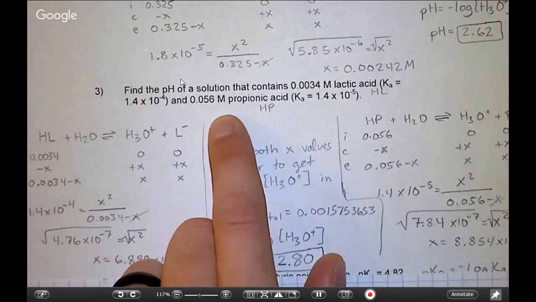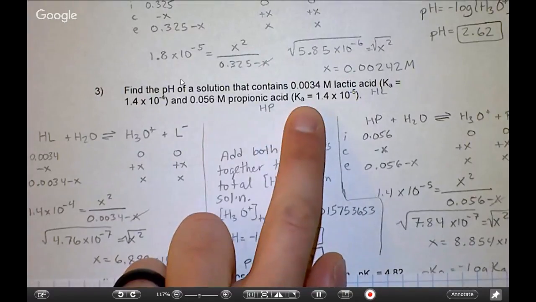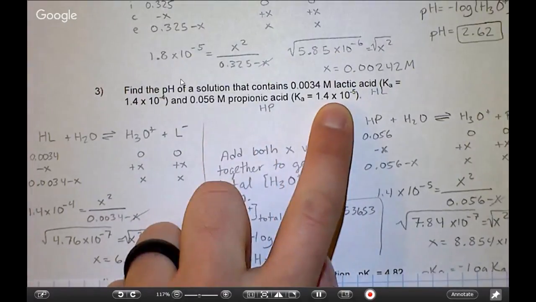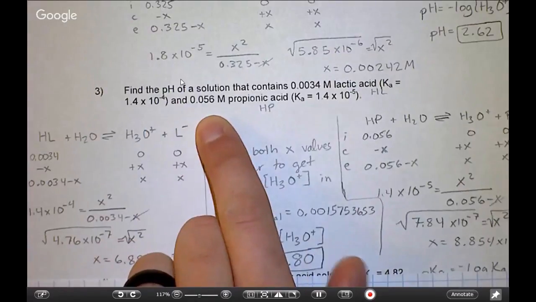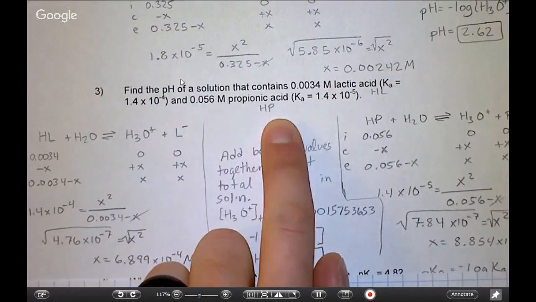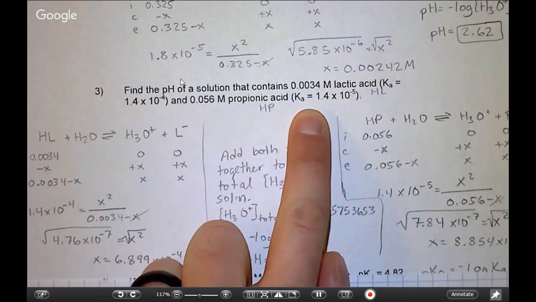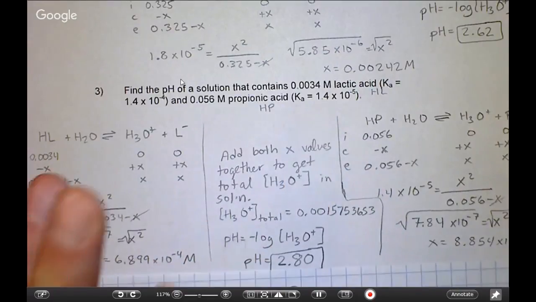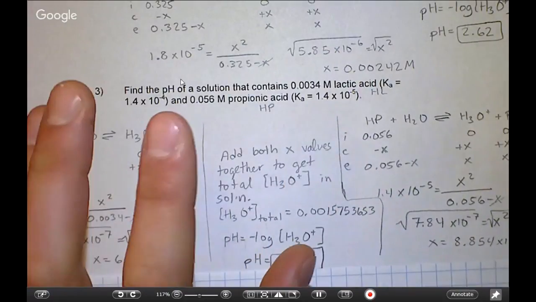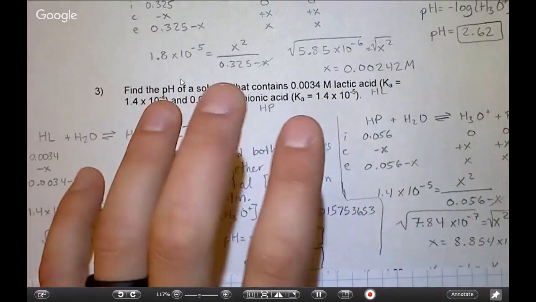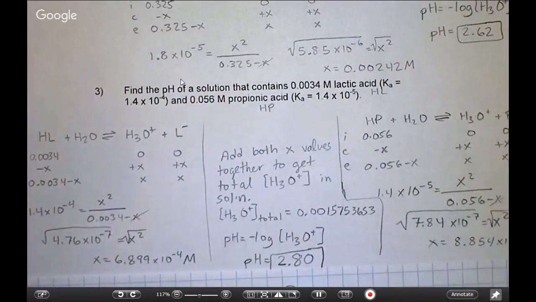They want to know the pH of a solution that has 0.0034 molar lactic acid with that Ka and 0.056 molar of propionic acid with that Ka. So the goal is, since we have 2 acids, we need to find the concentration of hydronium from both acids and then add them together to get the total hydronium concentration in the solution.